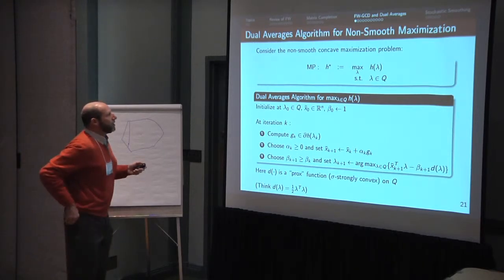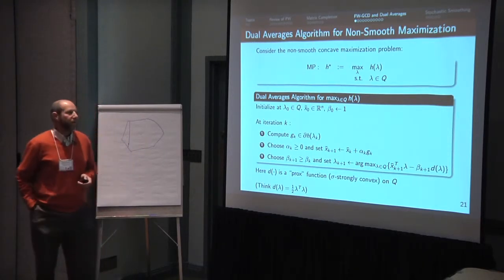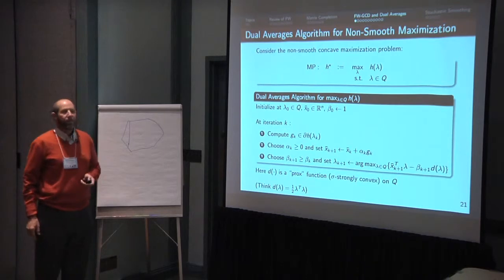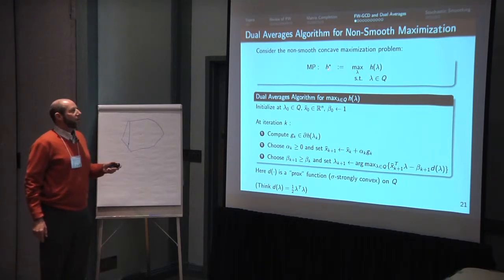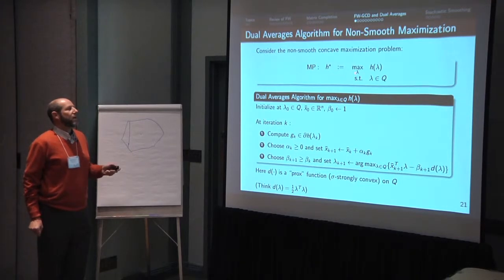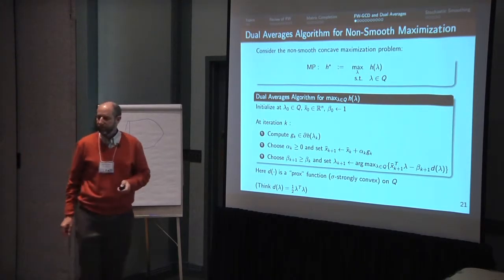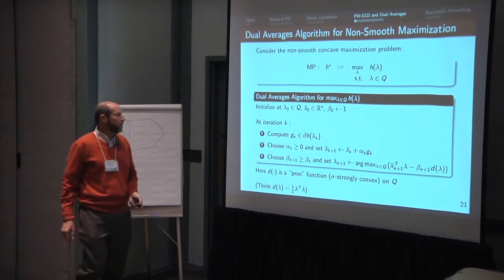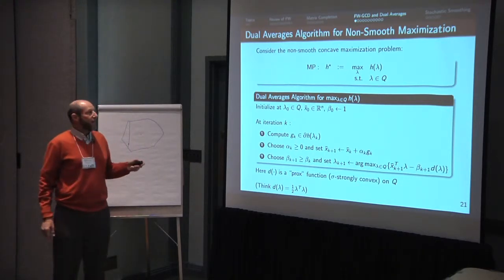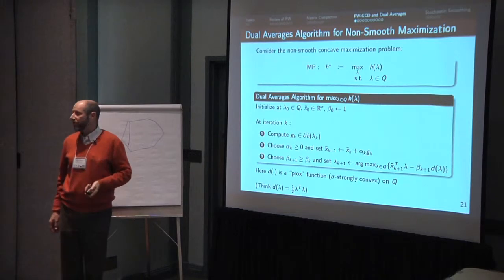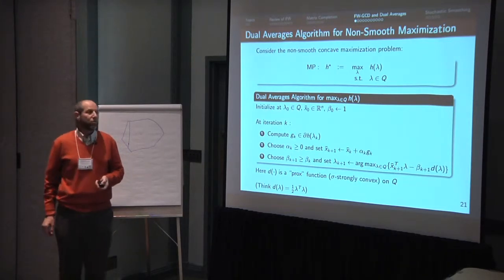Okay? So let's just take a break from Frank-Wolfe for a moment, okay, and talk about the following maximization problem. So H star is going to be the maximization of some concave function H over some convex domain Q. All right? So I just want to solve that. Now H is presumably non-smooth. So I'm going to attack it with a non-smooth method.